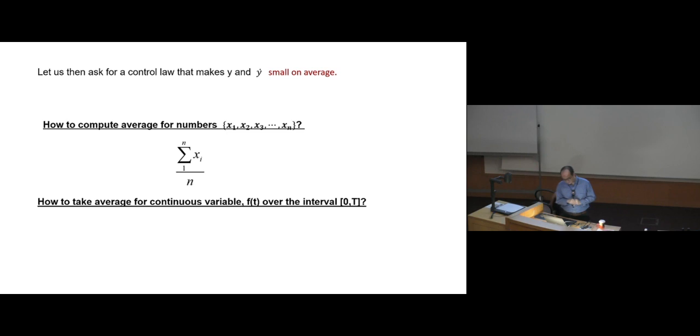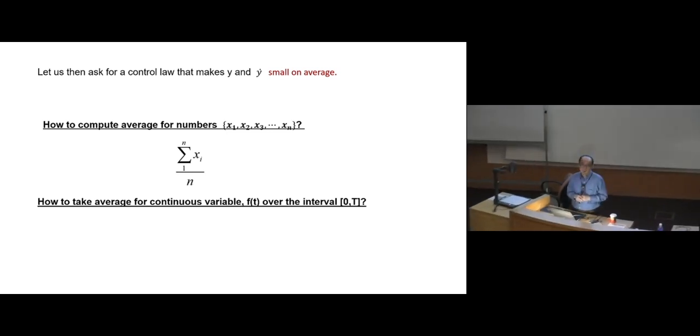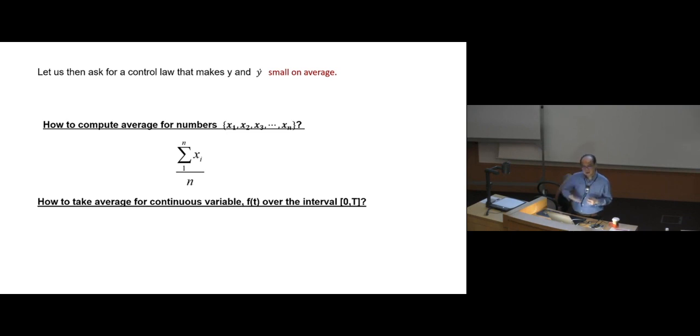But we know that here we say, on average, the output, the position, actually is a function of time. So how do we take the average for a continuous variable, let's say a function of time over the interval from the starting point to t? Think about that. You are still going to take the average, but the average is over an interval. And the student already called out the answer: remember, the integration is about the summation.